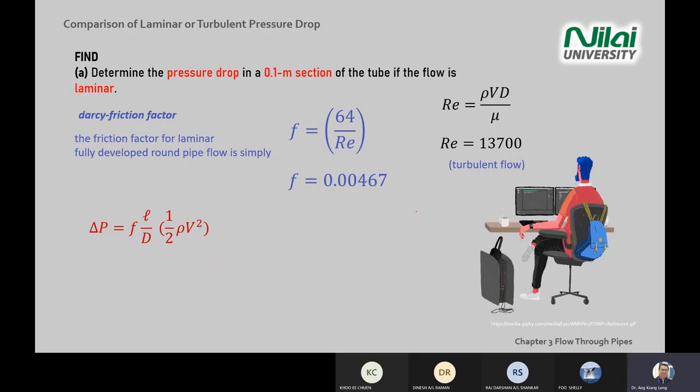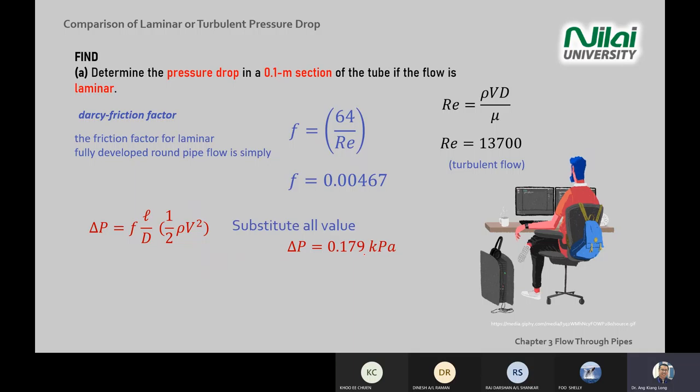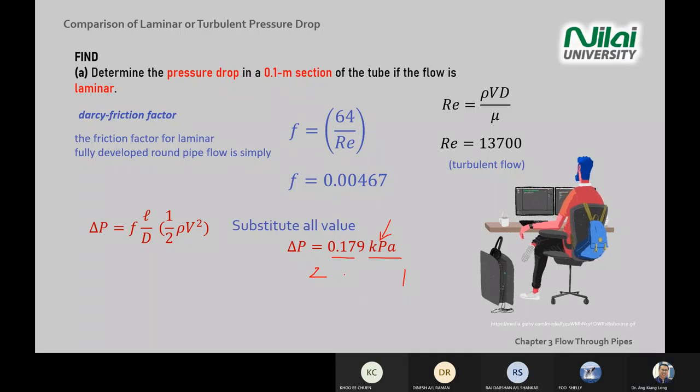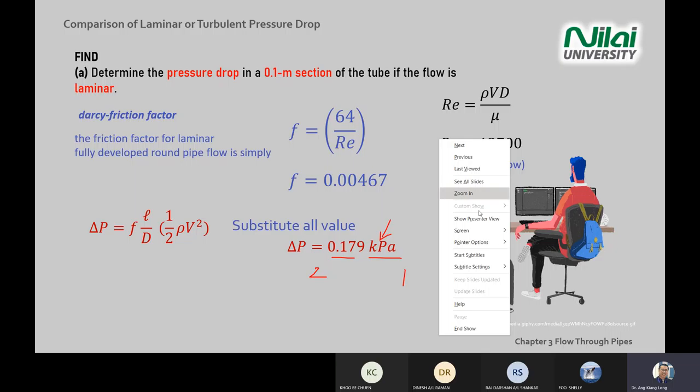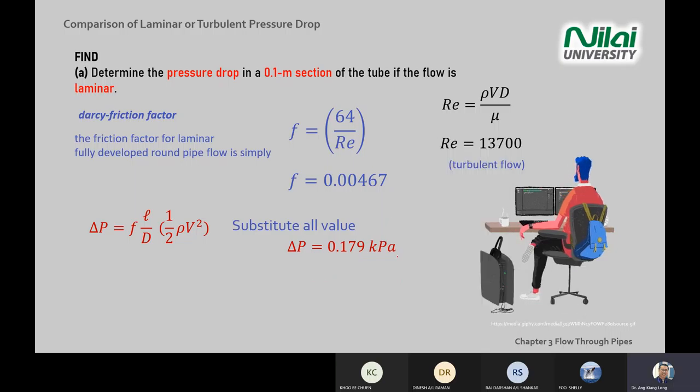Right. So f you already calculated, you just substitute, and you will find delta P equal to 0.79 kilopascal. Unit is important. For example, if this is 2 marks and you do not put the correct unit, you only score 1 mark for the delta P. 2 marks for the complete answer with the unit, but if you do not give me the unit, I will give you 1 mark only, a 50% discount from the total marks. Any questions so far for part A?